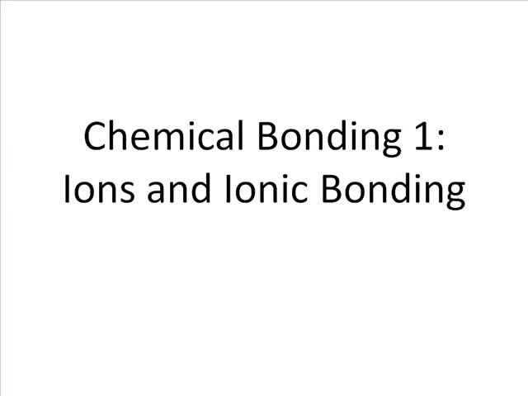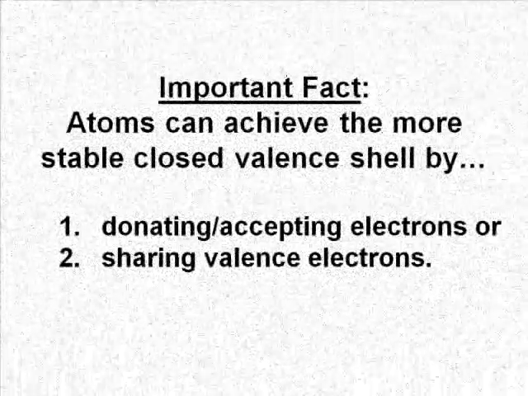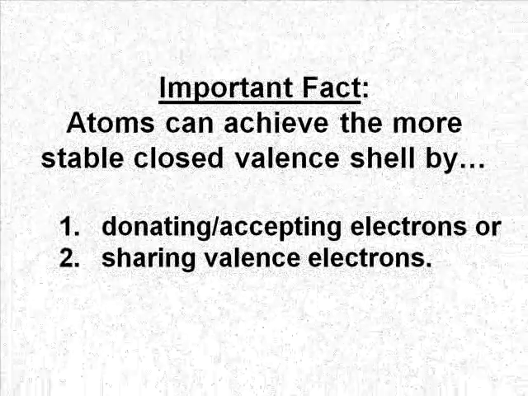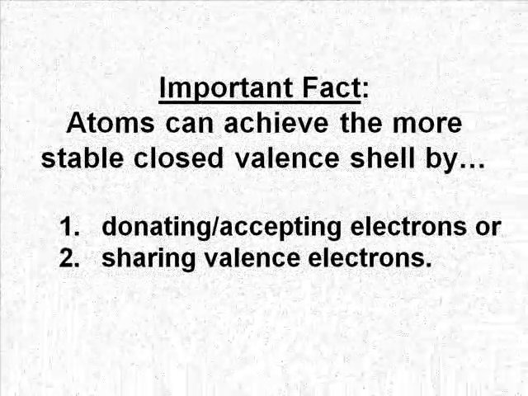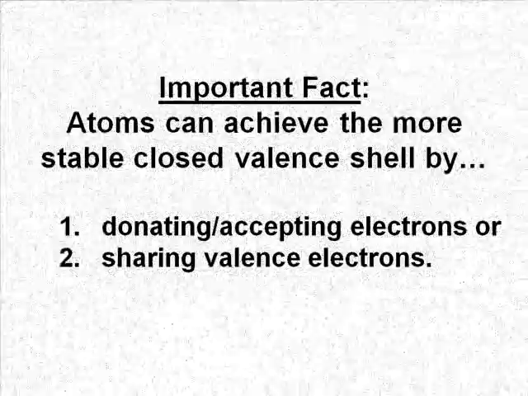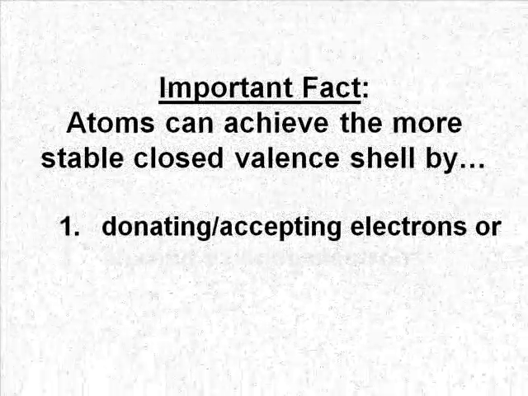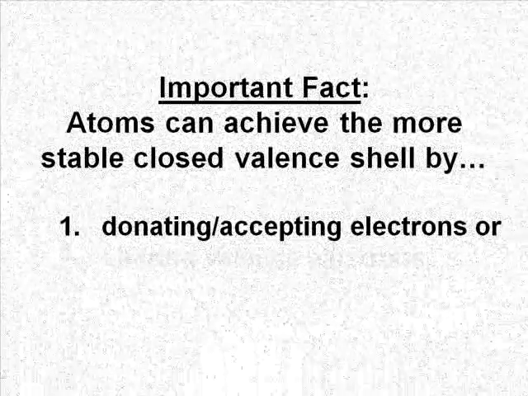At the end of the last video in the matter video series, we ended with this slide, which said atoms can achieve a stable or closed valence shell by either donating or accepting electrons or by sharing valence electrons with another atom. In this video, we're going to focus on the donation and the acceptance of electrons, and the best way to explore this is with an example.